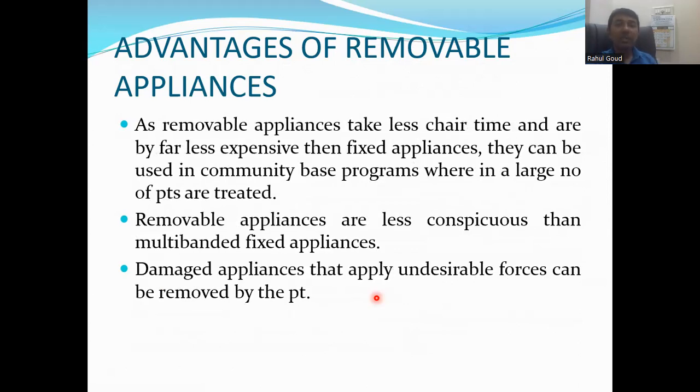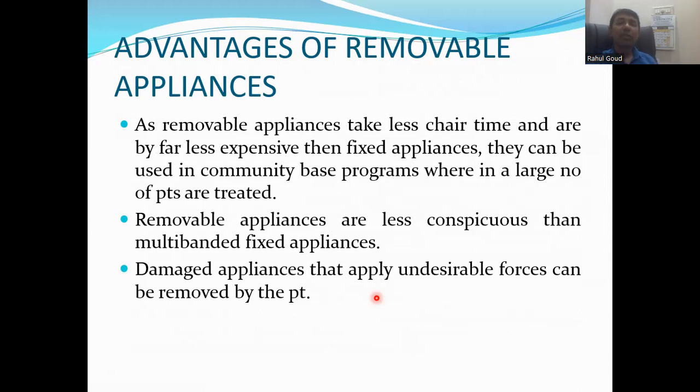As removable appliances take less chair time and are by far less expensive than fixed appliances, they can be used for community-based programs wherein a large number of patients are treated. And removable appliances are less conspicuous than the multi-banded fixed appliances. Damaged appliances that apply undesirable forces can be easily removed by the patient.